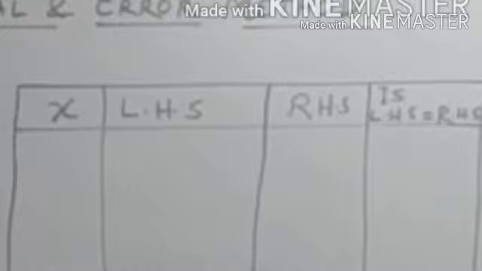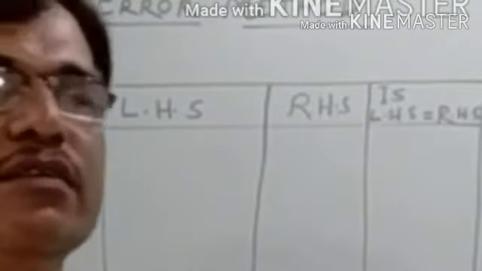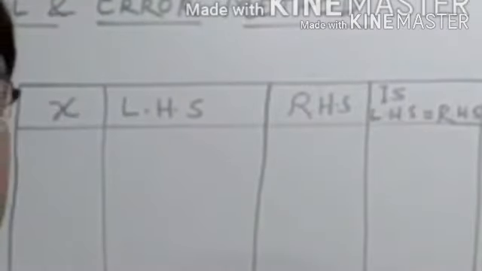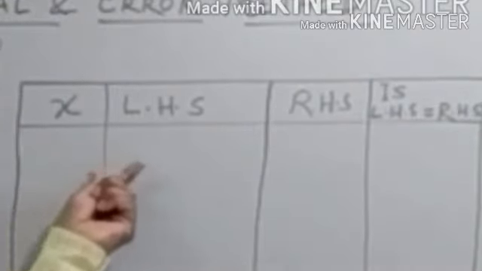Trial and error method. How to solve the equation by trial and error method. We take some examples to understand this method. x plus 3 is equal to 7. Student, we substitute the value of x, and we find the value of LHS and RHS of the given equation for different values of x.